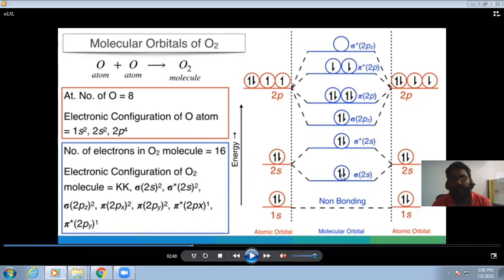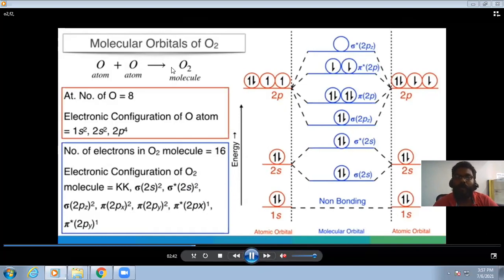How many bonding electrons? 1, 2, 3, 4. Count the bonding electrons. This is 2 electrons, this is 2 electrons, this is 2 electrons, this is 2 electrons. Bonding electrons: 2 plus 2, 4. 4 plus 4, 8. Bond order equals the number of bonding electrons 8 minus antibonding electrons 4, this is the 2, this is 1, 1. 8 minus 4, by 2, that is 4 by 2 equals 2. Very simple. The bond order is 2.